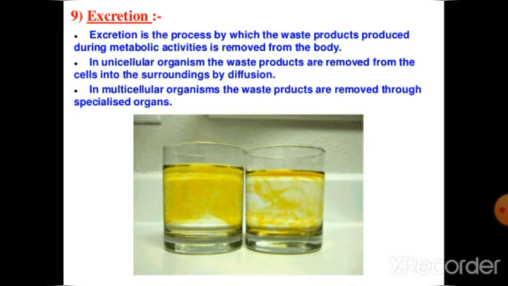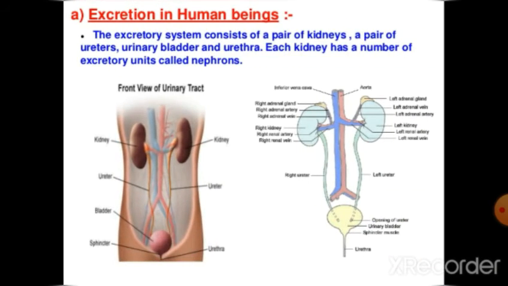Excretion is the last life process which we will study. Excretion is the process by which all the waste products are eliminated from the body. In unicellular organisms, it occurs by diffusion, but in multicellular organisms, we have discrete tissues, organs, and organ systems for this process. In human beings, we have a fully functional excretory system, which consists of a pair of kidneys, a pair of ureters, the urinary bladder, and the urethra.